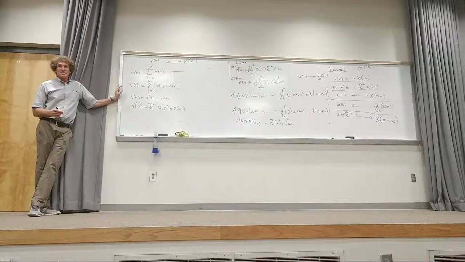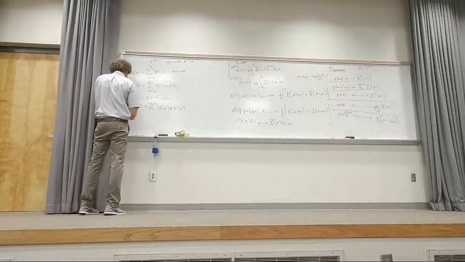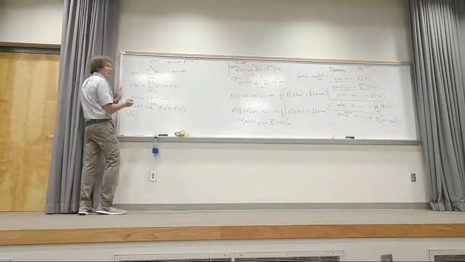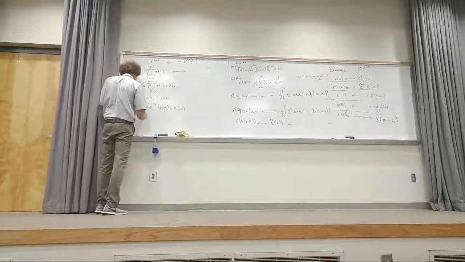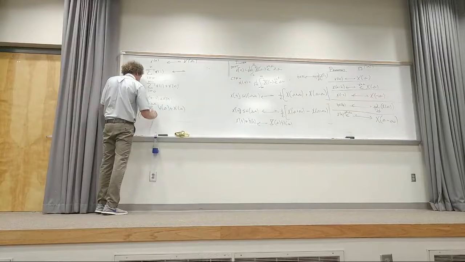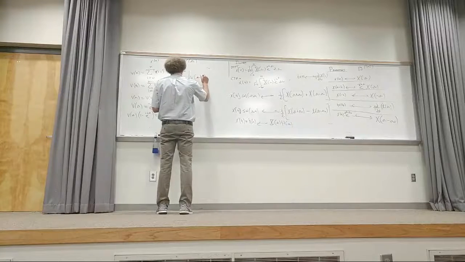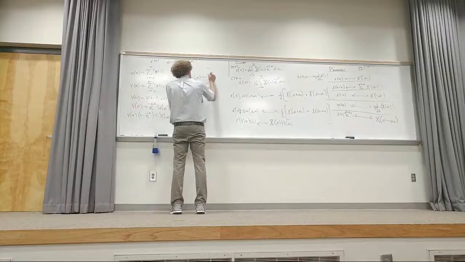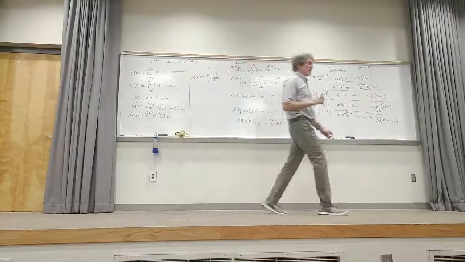Sneaky, right? What am I going to do now? My goal is to get V of omega. How about take this to the other side, and then I get V of omega times 1 minus e to the minus j omega equal to X of omega. And finally, V of omega is equal to X of omega over 1 minus e to the minus j omega here.